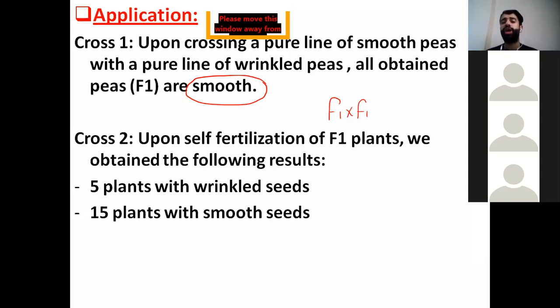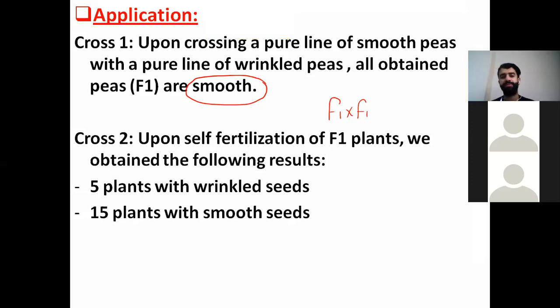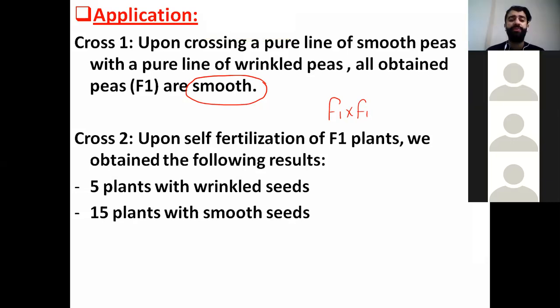Cross 2: we cross two F1 individuals. Thank you, Hadi. We cross F1 with F1. What do we call this cross, Yasmina? When we cross F1 with F1, it is a self-cross. So we have 5 plants with wrinkled seeds and 15 with smooth seeds.